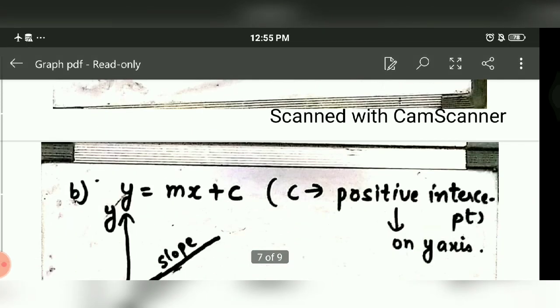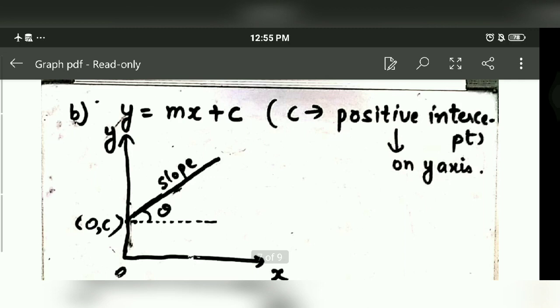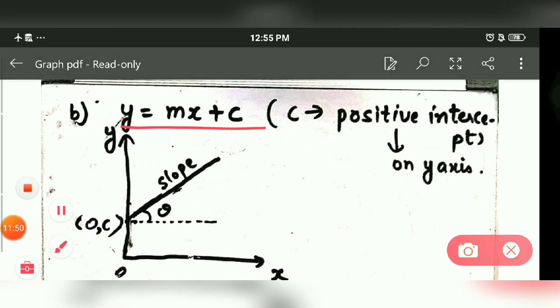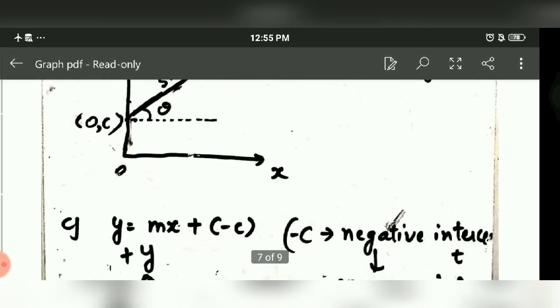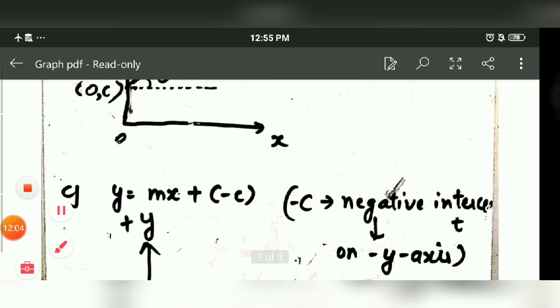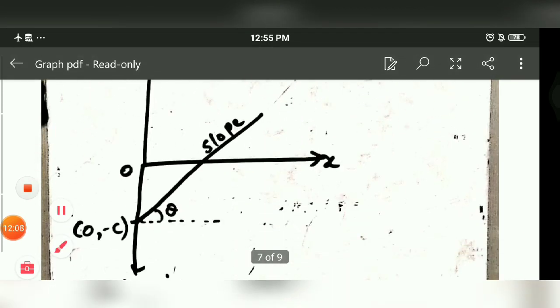Next case, y equals mx plus c, but here y has a positive intercept on the y-axis. Positive intercept on the y-axis means this appears like this. So on the y-axis it has some value, 0c. Third one, if it has a negative intercept on the y-axis, then the graph is from the downside like this.